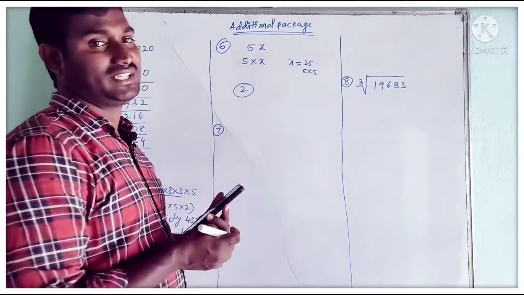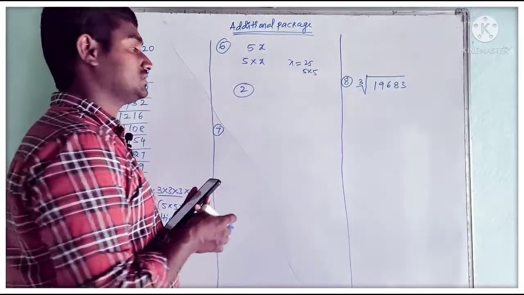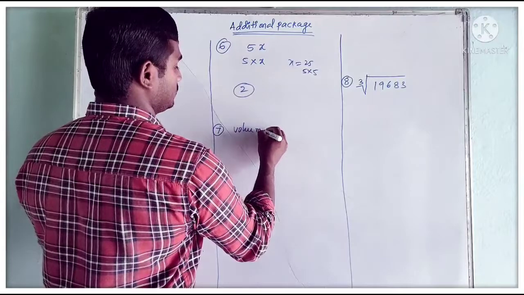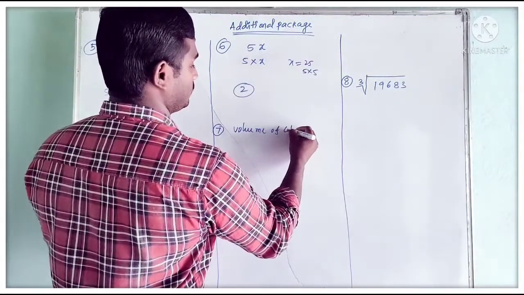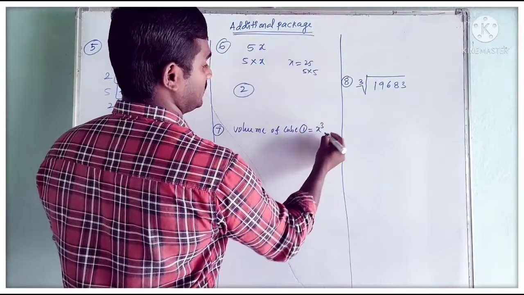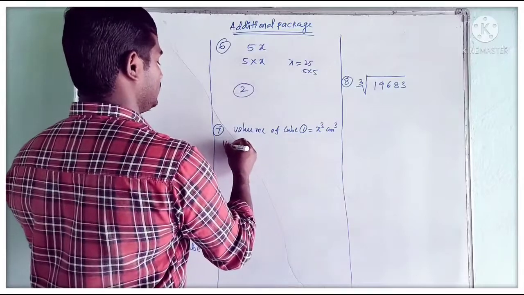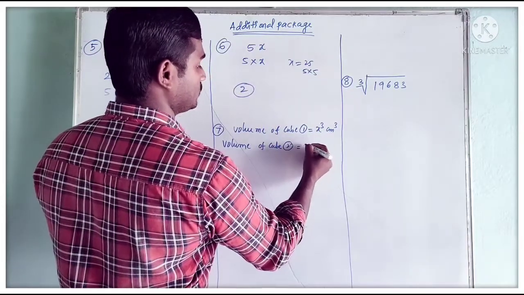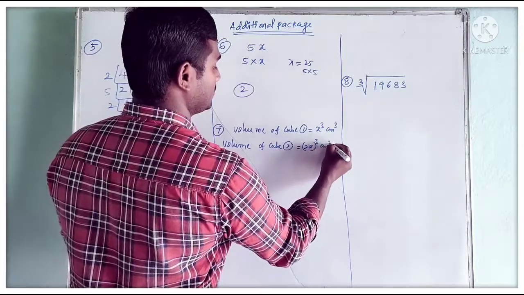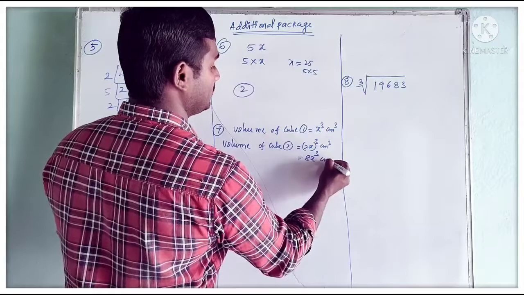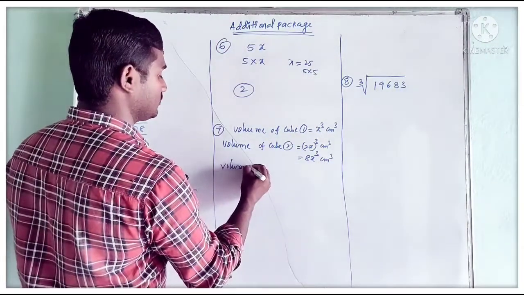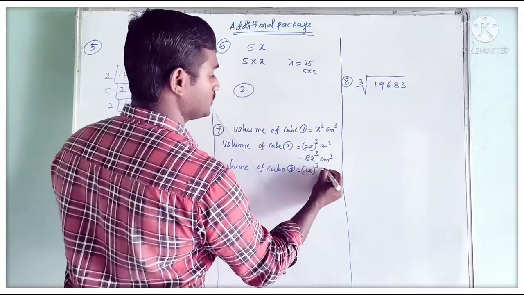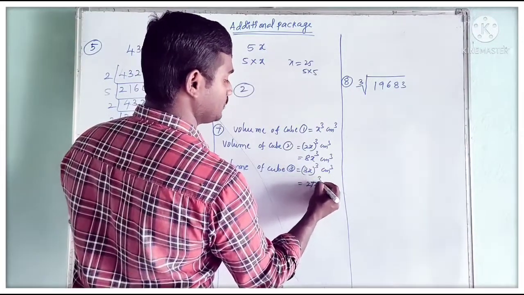Okay. So they gave the sides of the 3 cubes, the respective sides. So volume of cube 1 is equal to x cube centimeter cube, and volume of cube 2 is equal to 2x whole cube centimeter cube. It is nothing but 2x whole cube becomes 8x cube centimeter cube. Next, volume of cube 3 is equal to 3x whole cube centimeter cube, that is 27x cube centimeter cube.